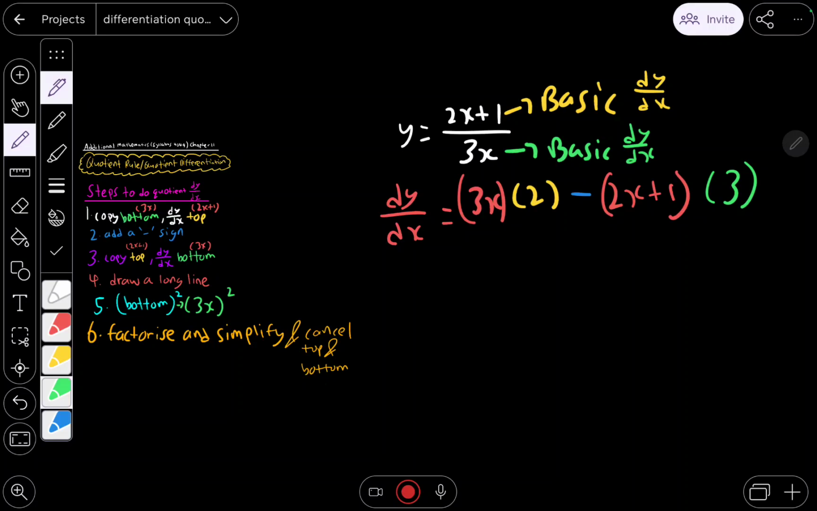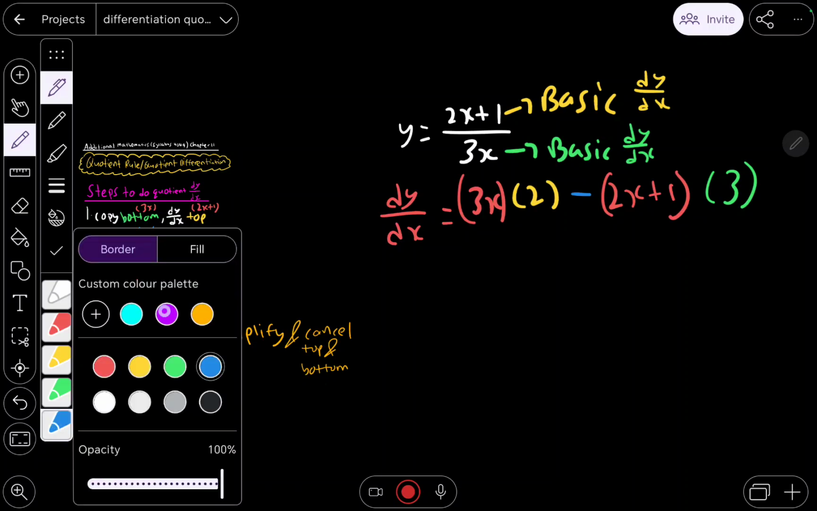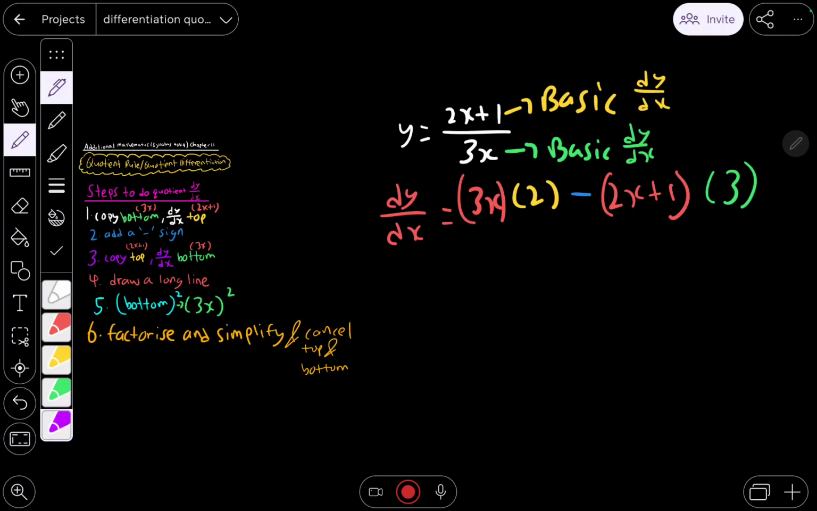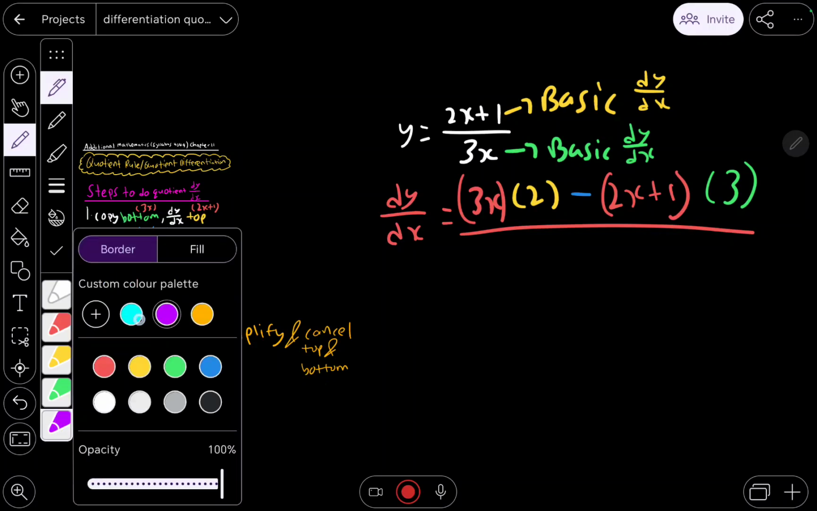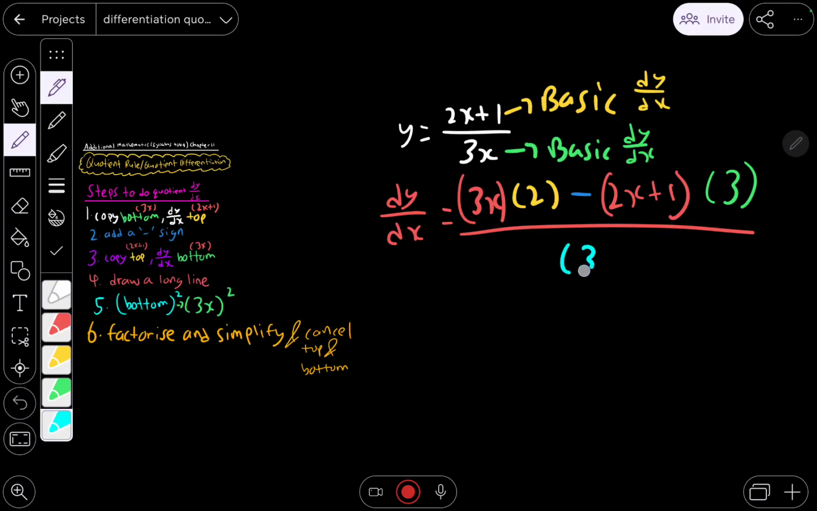So now we will draw a long line. I will draw the long line in purple. Actually, I'll draw in red. So like that, over, so it's a fraction. Then step 5, bottom whole thing squared. So it will be 3x, the whole thing squared.